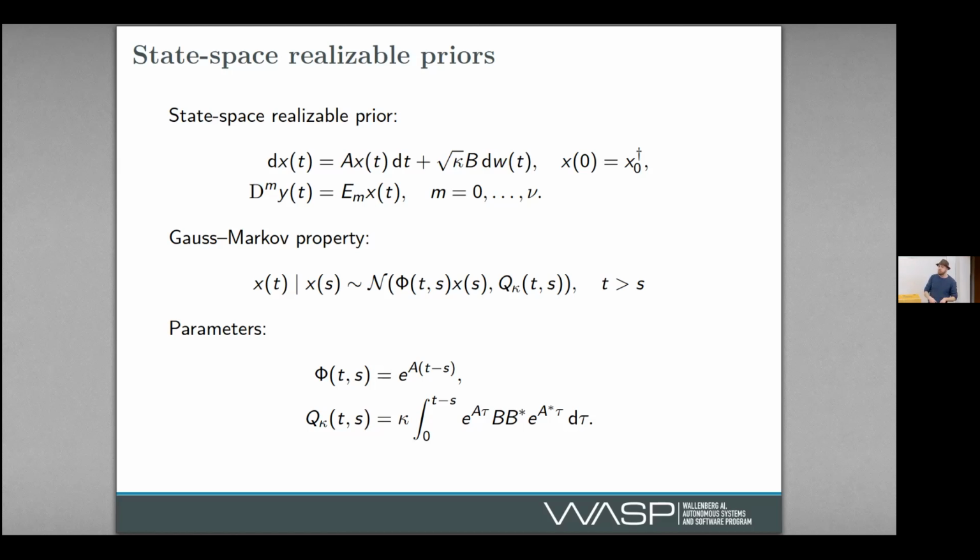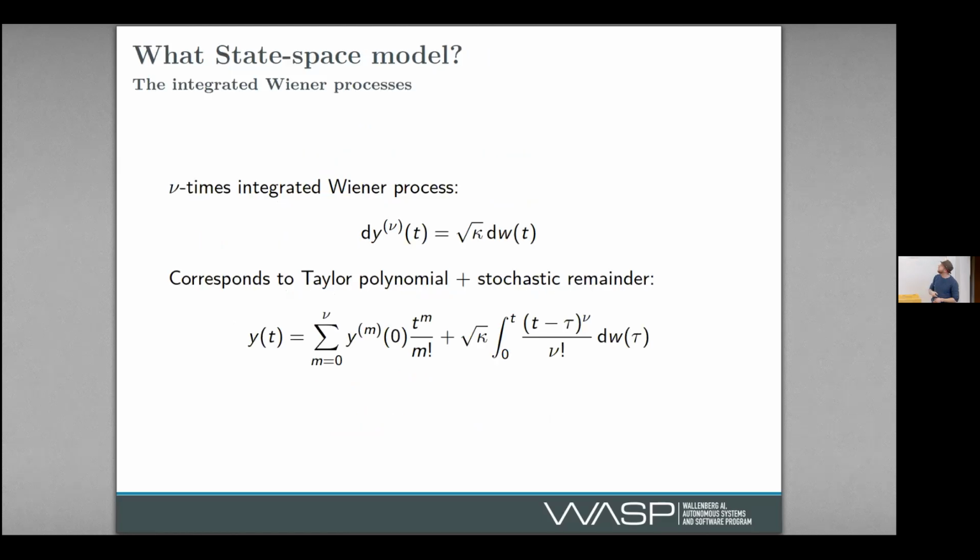how do you say this again? Given the present, the future is conditionally independent of the past, or something like that. And of course, we can compute the parameters of these transition densities and so on.